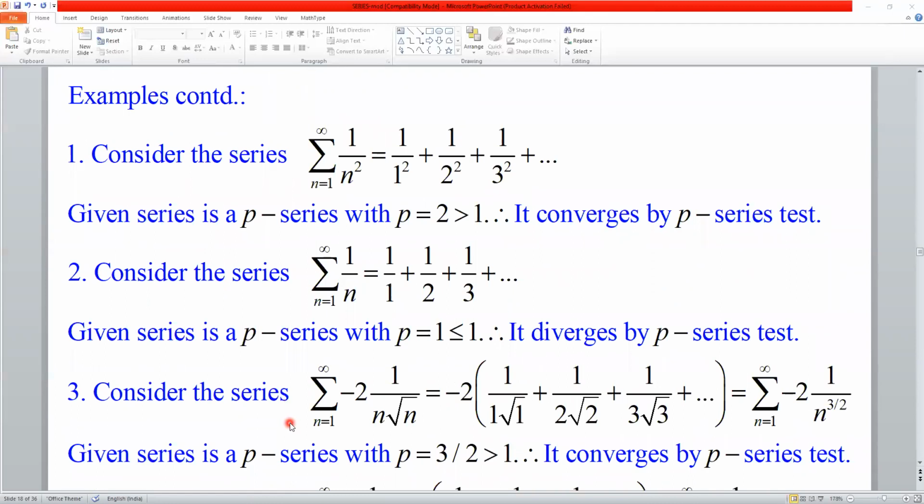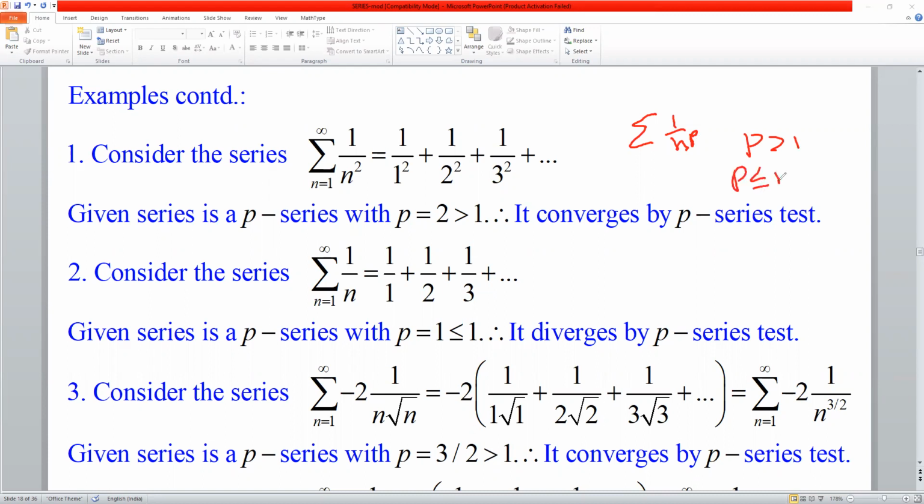Let us take some more examples. Here I consider the series summation of n is equal to 1 to infinity 1 by n square. So 1 by n square looks like a p series. You know the p series. What is a p series? The p series is summation of 1 by n power p. The p series is convergent for p greater than 1. This series is divergent for p less than or equal to 1.